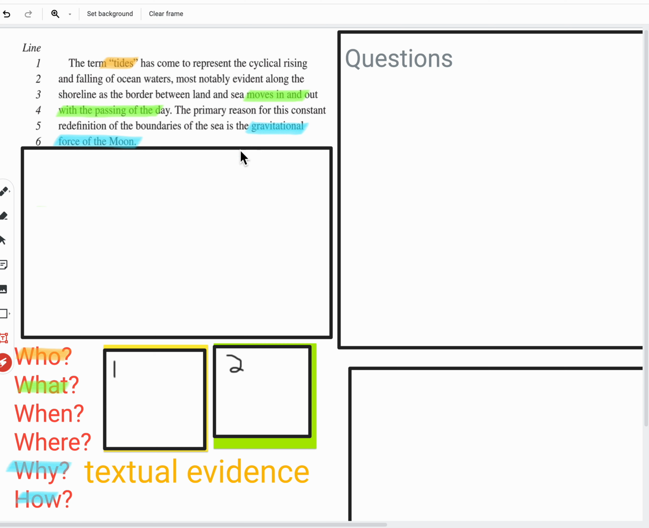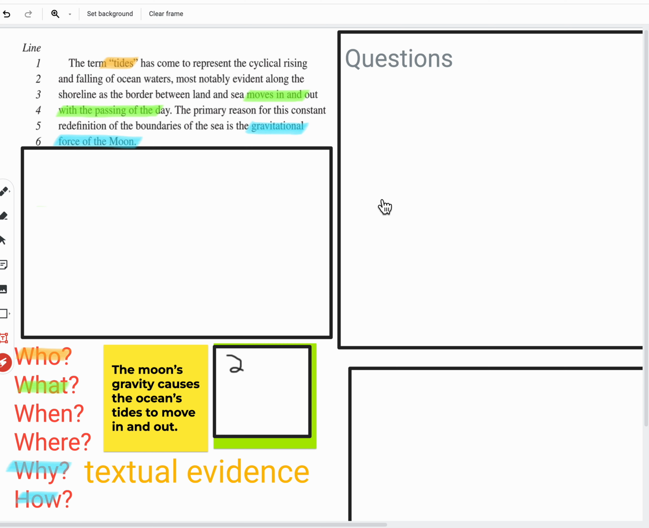The moon's gravity causes the ocean's tides to move in and out. Now, when we're writing in the margins, we just want to use a few phrases here. We could say, tides caused by moon's gravity, for example. What we write into the margins is a reference point for us to go back and find the answers efficiently and accurately so that we can eliminate the wrong answer choices very quickly.